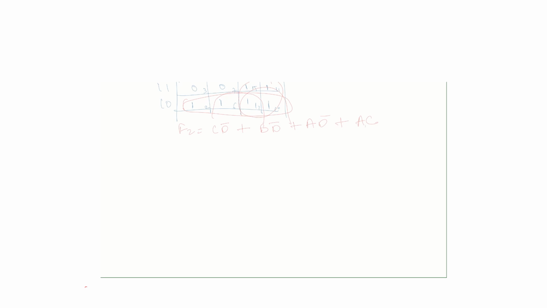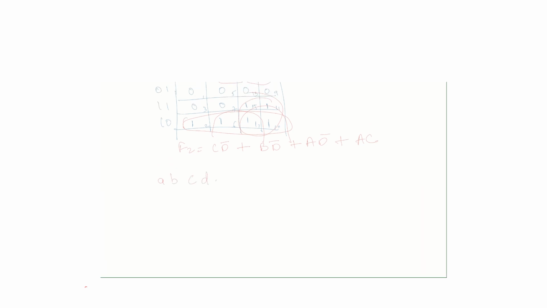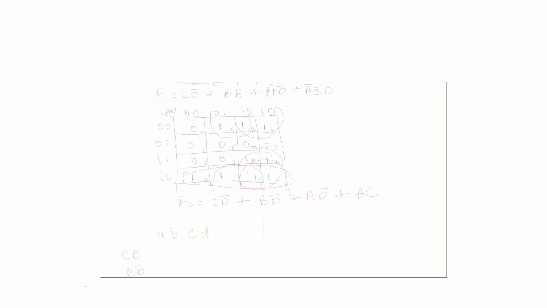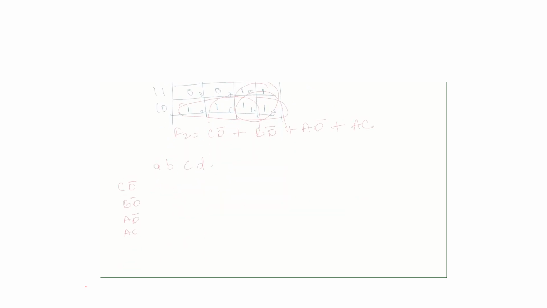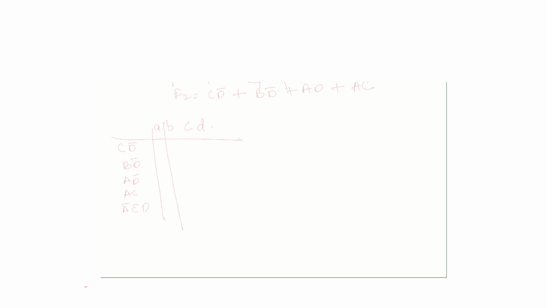So the PLA table would be, let me write A, B, C, D, and let me write down all the product terms that we have: CD bar, BD bar, AD bar, AC, and A bar, C bar, D. So this is the PLA table that you need to show if it's asked in the question.